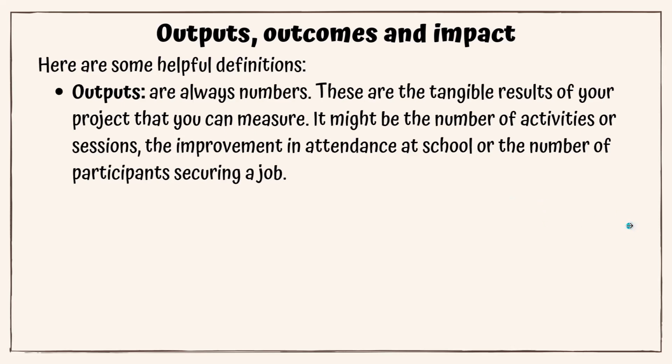The outputs of your project are always numbers. So these are the tangible results of your project that you can measure. So it might be, for example, the number of activities or sessions that you're running. It might even be an improvement in something, such as attendance at school, or it might be the end result of your project, like the number of participants securing a job.